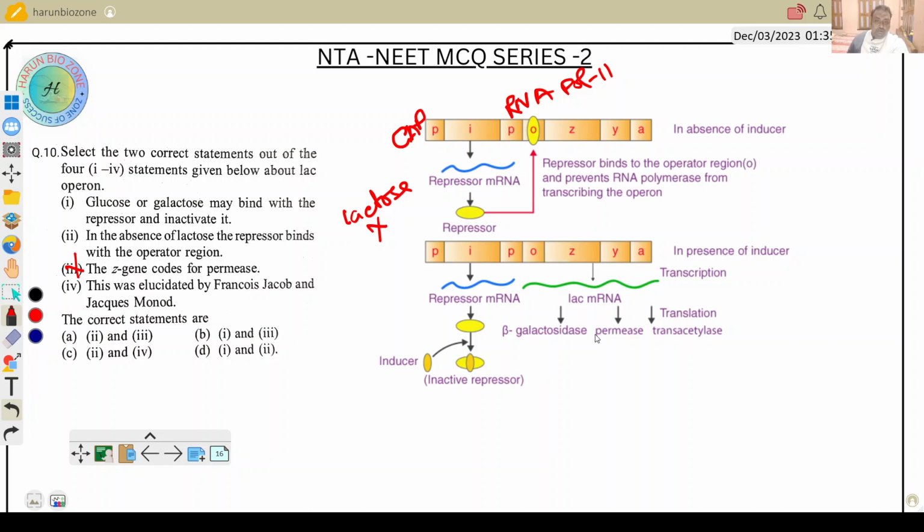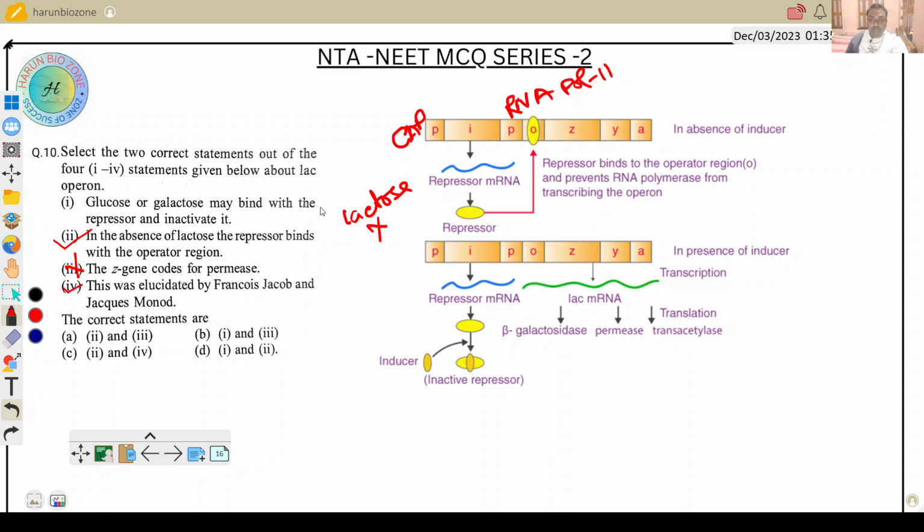So this product is found. Clear? So here the right answer is that glucose is absent. Here the right answer is: in the absence of lactose, the repressor binds with the operator region. Right? When lactose is absent, the repressor binds the operator region. This is the correct answer. Jacob and Monod discovered this.